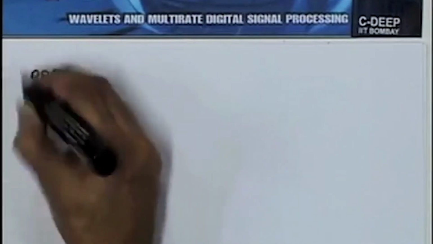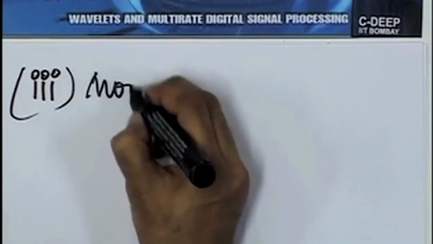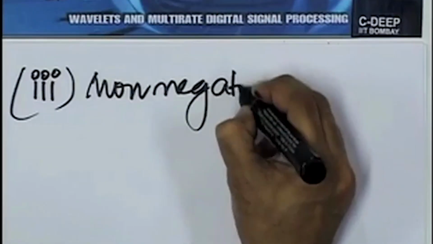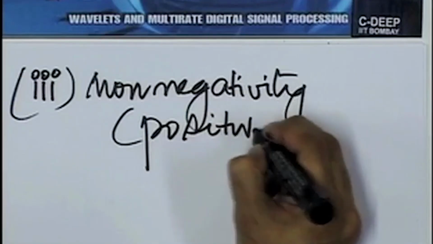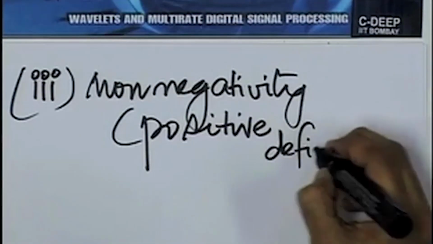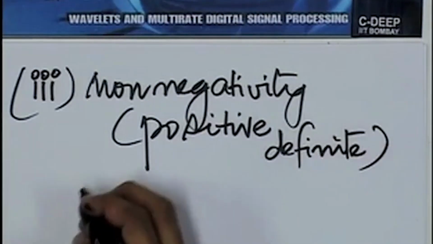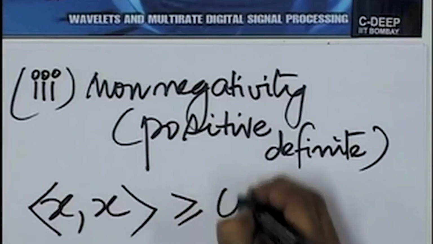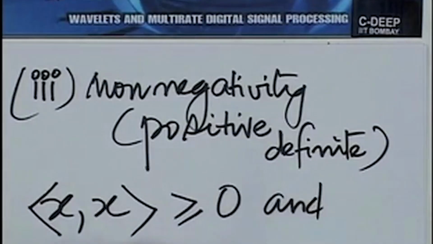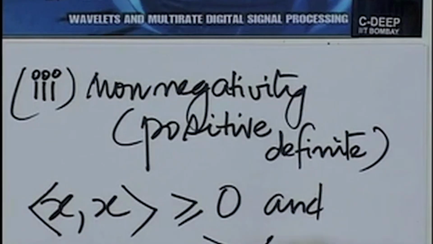The third requirement of the inner product is what we have been building towards all this while, namely what is called the positivity or non-negativity. In fact, positivity is more appropriate. Positive definiteness. Namely, the inner product of x with x is always greater than or equal to 0, and x equal to 0 implies and is implied by the inner product of x with x being 0.